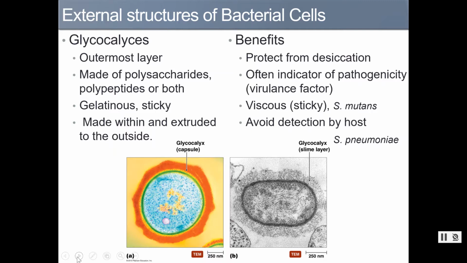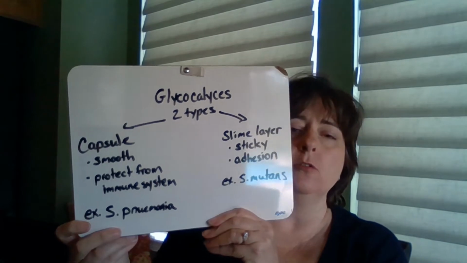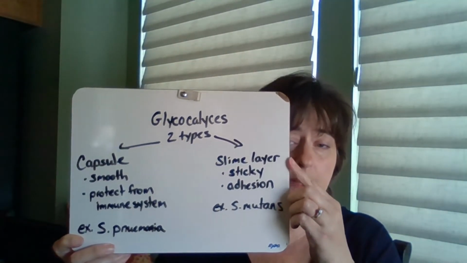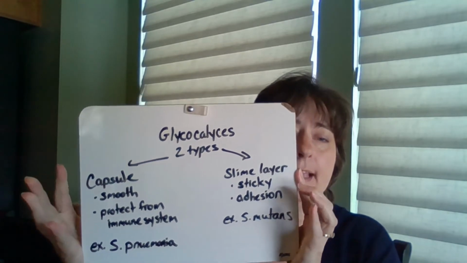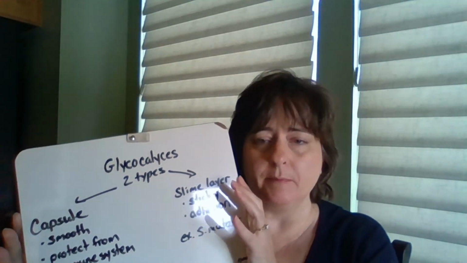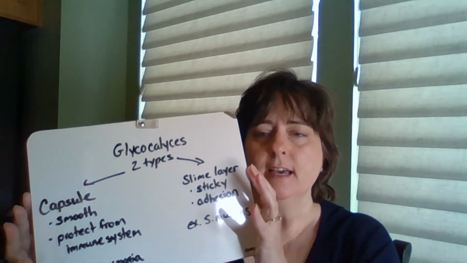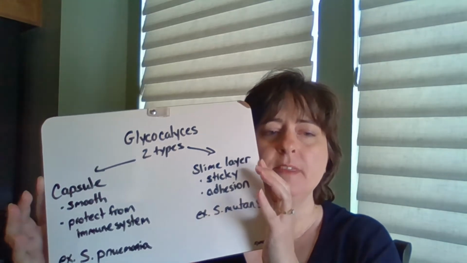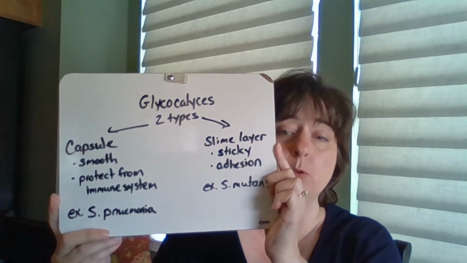Now, there are two types of glycocalyces, which is plural for glycocalyx, and I kind of drew that out on my little whiteboard here. There is a slime layer glycocalyx and a capsule glycocalyx. They're a little different. Both of them are made of polypeptides and polysaccharides, and both of them will protect the cell from drying out, from desiccation. The capsule layer is smooth.